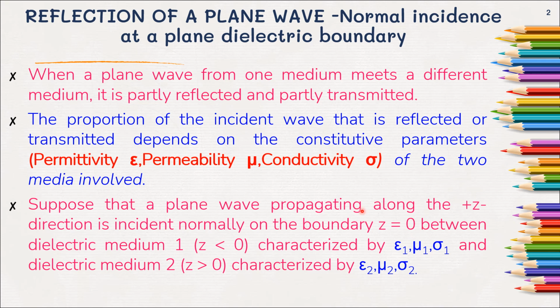Let us assume that the first medium is a dielectric medium characterized by epsilon 1, mu 1 and sigma 1, and the second medium is a dielectric medium 2 characterized by epsilon 2, mu 2 and sigma 2. The boundary line is z equal to 0. Medium 1 is at z less than 0 and medium 2 is at z greater than 0.